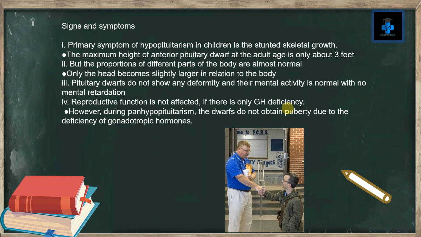Number 3 is pituitary dwarfs do not show any deformity and their mental activity is normal with no mental retardation. Number 4 is reproductive function is not affected if there is only growth hormone deficiency. However, during panhypopituitarism, the dwarfs do not obtain puberty due to the deficiency of gonadotropic hormones.